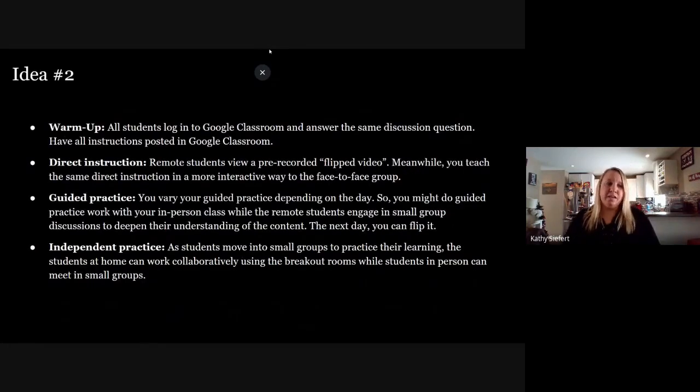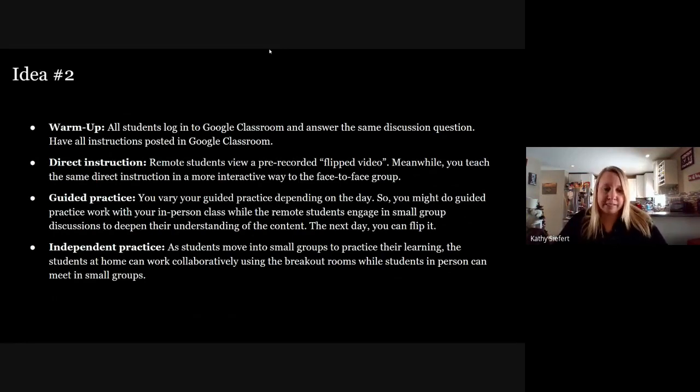All right. So our next idea here, and you're going to notice there's some common themes happening throughout these different grouping strategies, which is good to know because you can customize this to make it work for your class. So again, here with the warm-up, we see the students logging into Google Classroom, starting with a discussion question or some sort of Google form, having all of your instructions there. And then moving into the direct instruction piece, your remote students could watch a recorded video, and then you could be teaching live to the students that are in person.